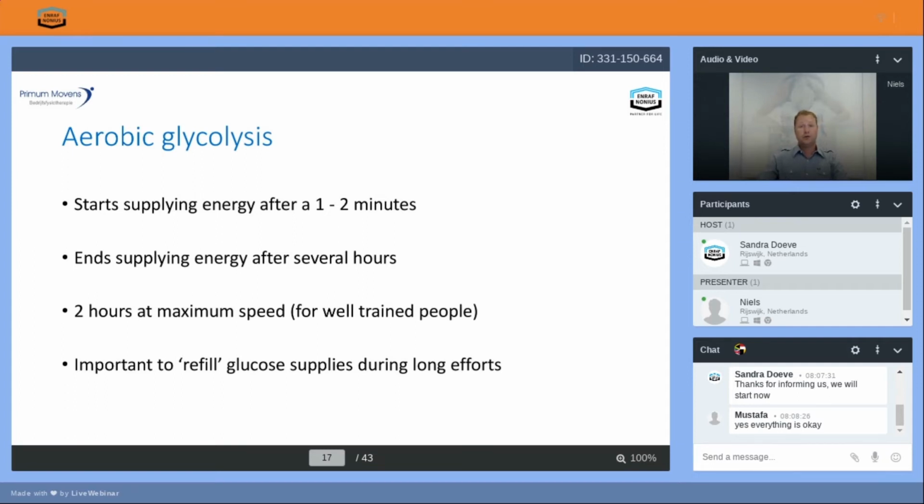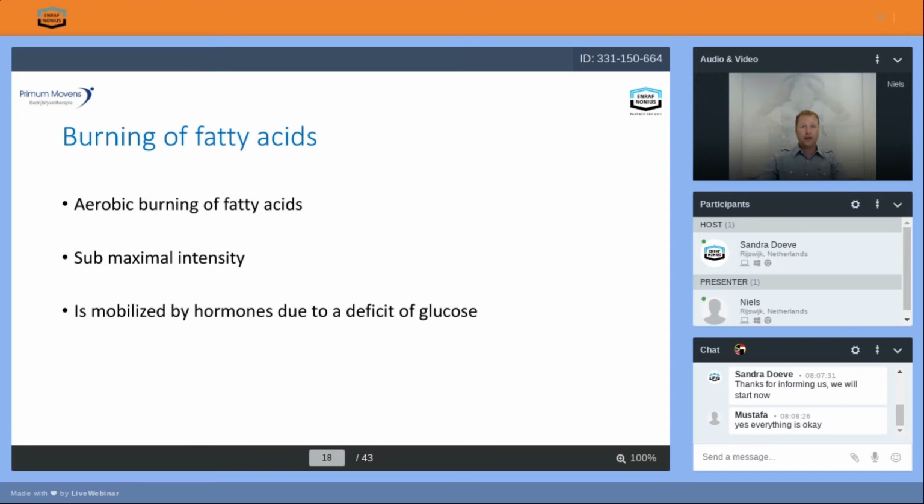That brings me to the next one, the burning of fatty acids. When you burn fatty acids, you use oxygen as well. That's why it's called the aerobic burning of fatty acids. It's delivering energy at sub-maximal intensity, and it's mobilized by hormones due to a deficit of glucose. So when there's a shortage of glucose in the body, certain hormones will work to catalyze the effect, and they transform fatty acids into blood sugars.